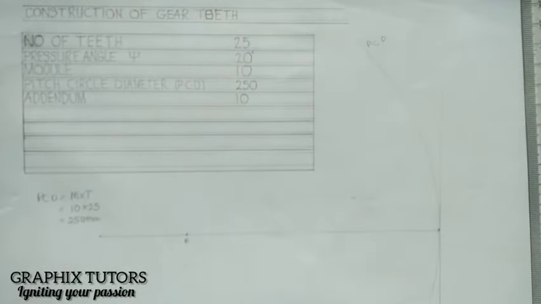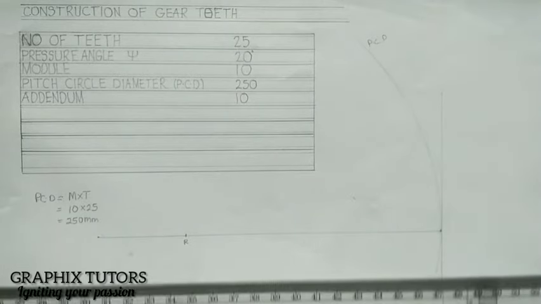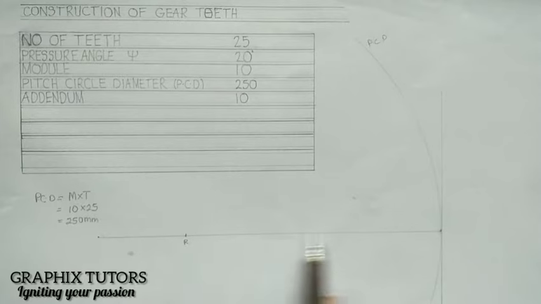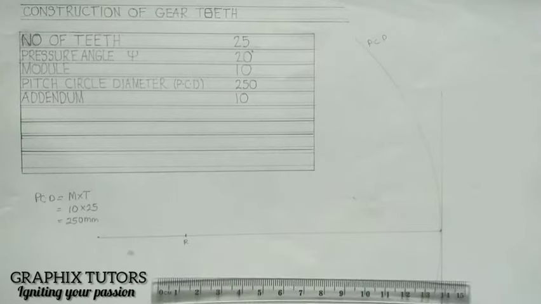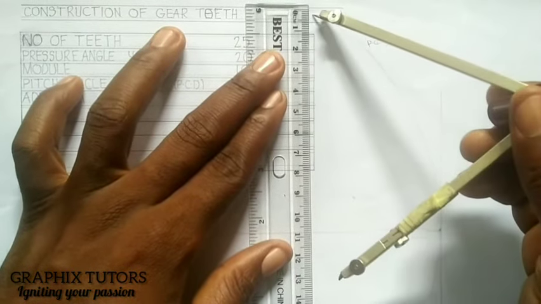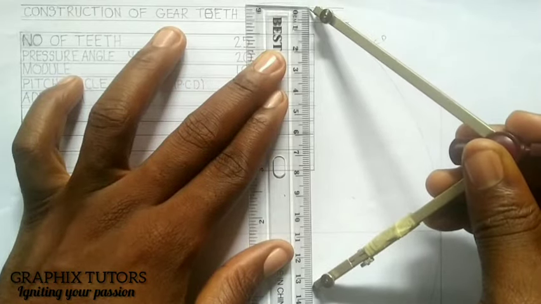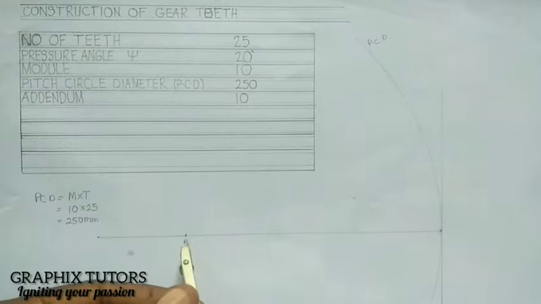So I'll measure the addendum from the top of the PCD, or better still, if from here to here is 125, if I add 10 to 125, I'll be having what? 135. So I'm going to measure 135 with my compass. This is my meter rule. So if I measure 135 with my compass like this, I hope you can see what I'm doing here. So from 0 here, I'll measure 135 to this point here.